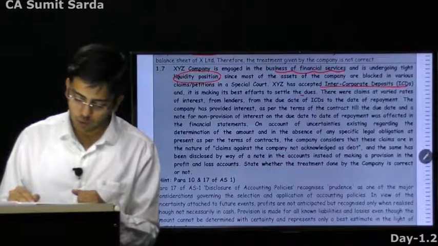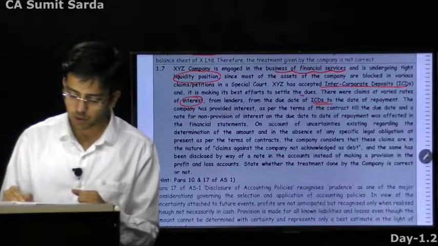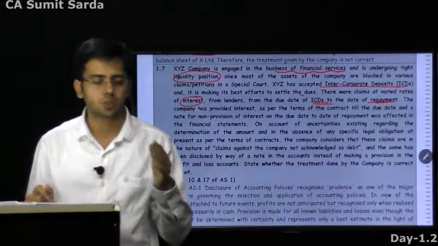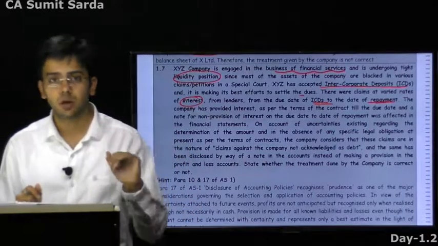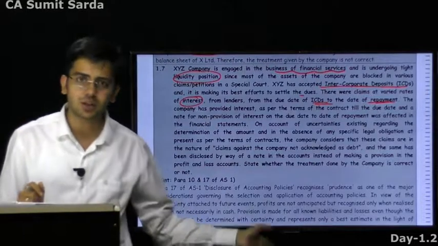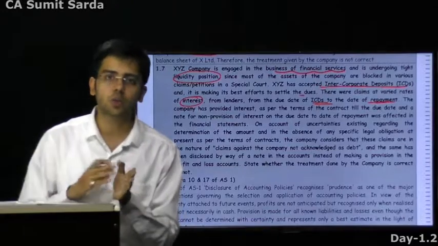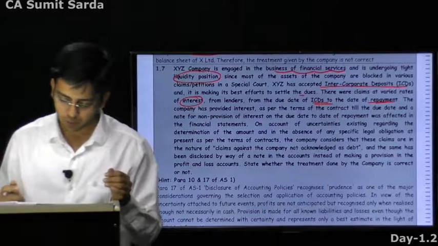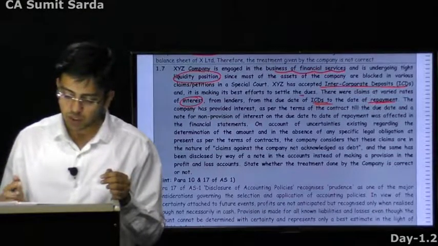There are claims of various rates of interest from lenders from the due date of intercorporate deposit to the date of repayment. Okay, from the due date, that means there was a particular date on which these intercorporate deposit was supposed to be repaid, but the company has not repaid. That's why it is written that interest is being calculated from the due date of intercorporate deposit to the date of repayment, the date on which company actually paid the amount. The company has provided interest as per the terms of contract till the due date.